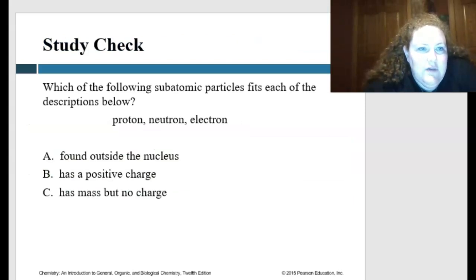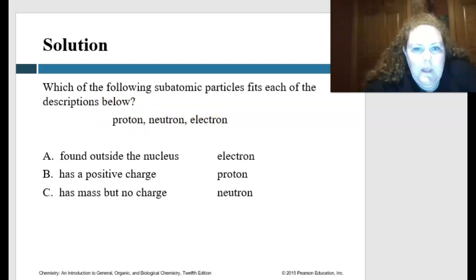So here is a fun study check for us. Which of the following subatomic particles fits each of the descriptions below? Proton, neutron, electron. So pause for a second. Okay, the electron is going to be found outside the nucleus. The proton has that positive or pro-charged, where the neutron has mass but no charge.